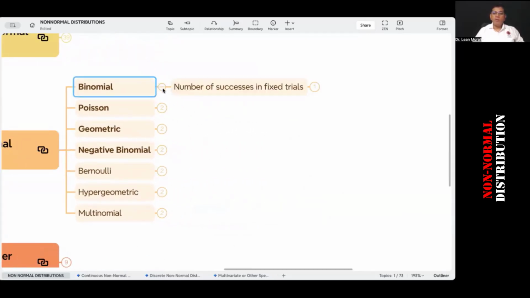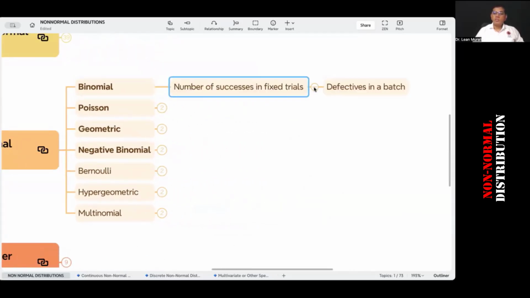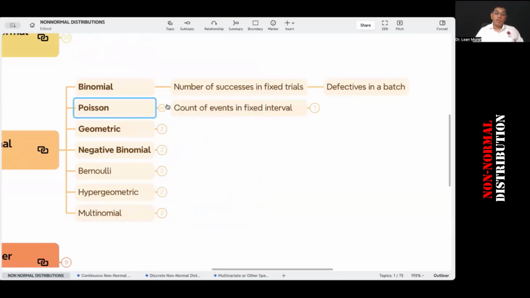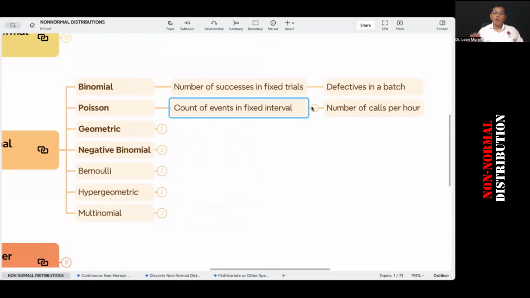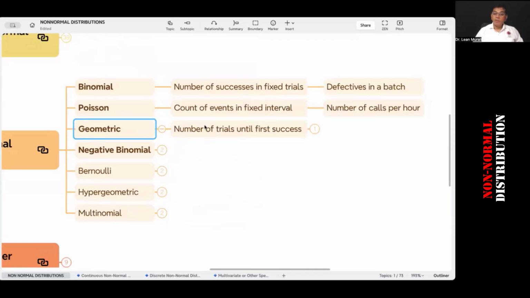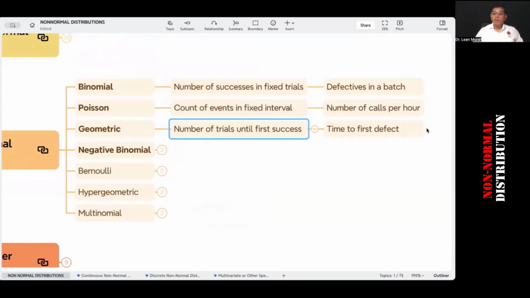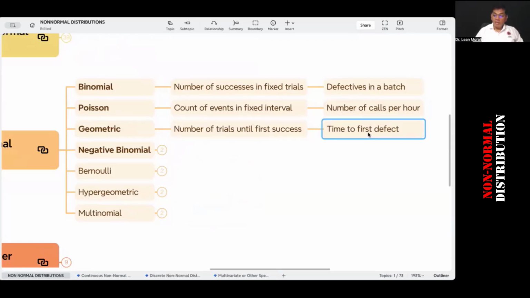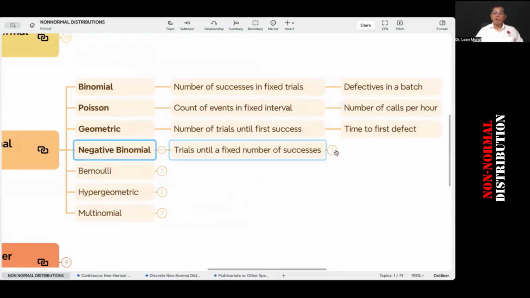So quickly, binomial is the number of successes in fixed trials. It is widely used, for example defectives in a batch. All of us have defectives. Poisson is used for the number of calls per hour. It's used in BPO very widely. And for geometric distribution, you see the time to get the first defect. I'm going to share with you practical case studies of application in each and every one of them.